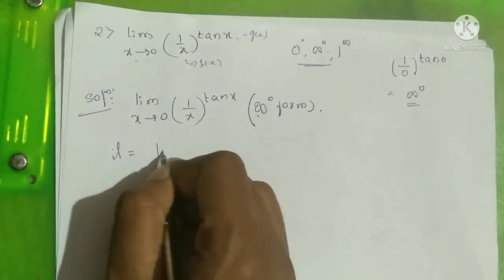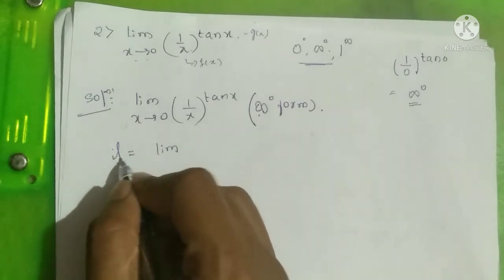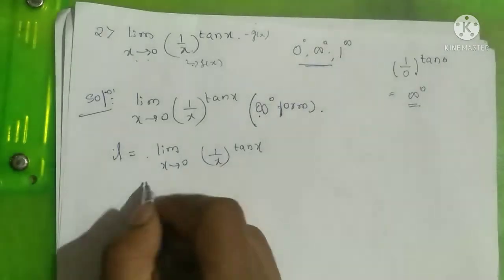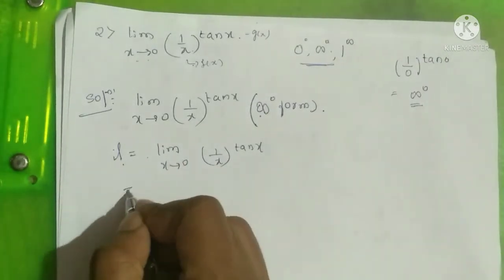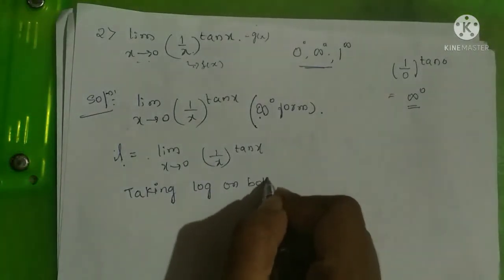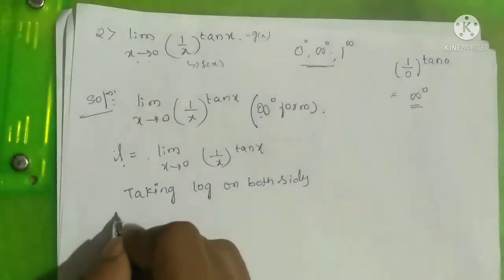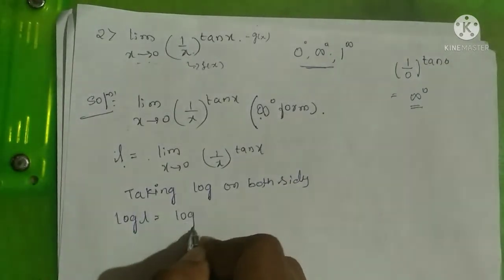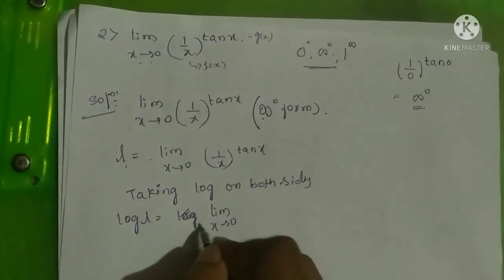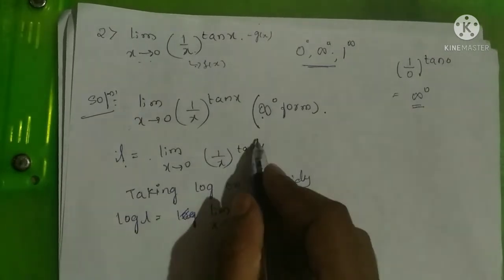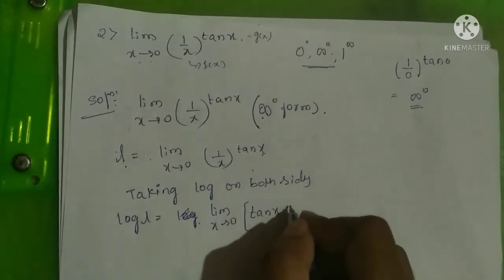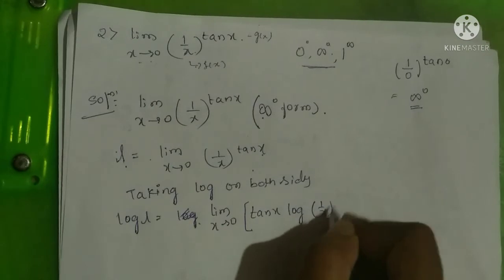Let's take L equals limit. Along with the limit, you have to equate the function. L equals limit x tends to 0, (1 by x) whole to the power of tan x. So after equating to L, you have to take logarithm on both sides. When you take log on both sides, what you'll get? Log L equals log of limit x tends to 0 as it is. When you take log for this power form, you get tan x into log of 1 by x.